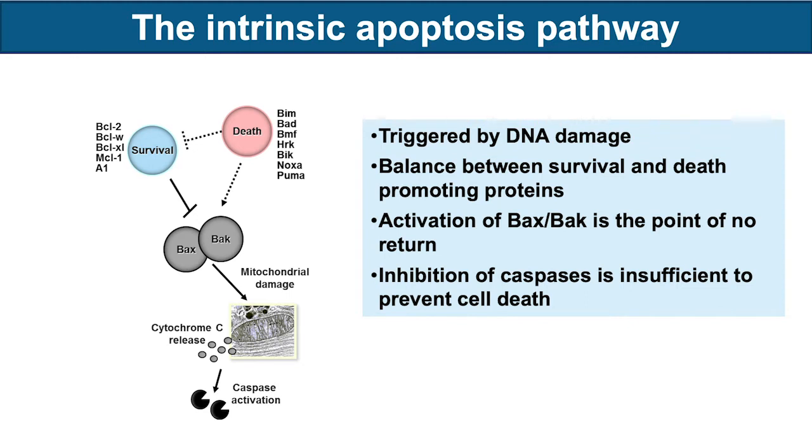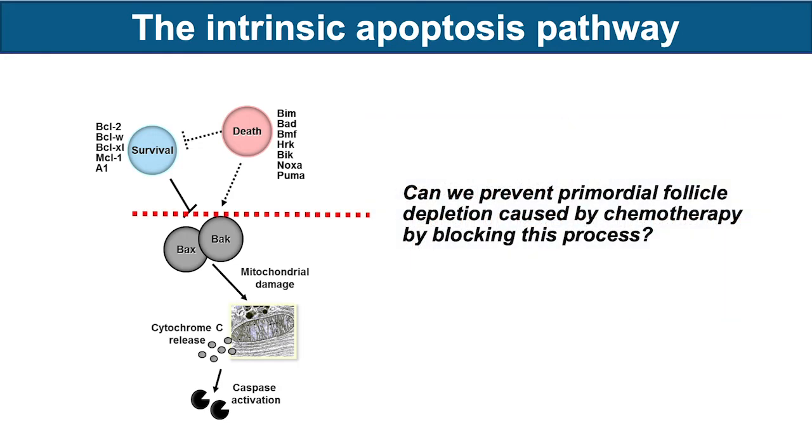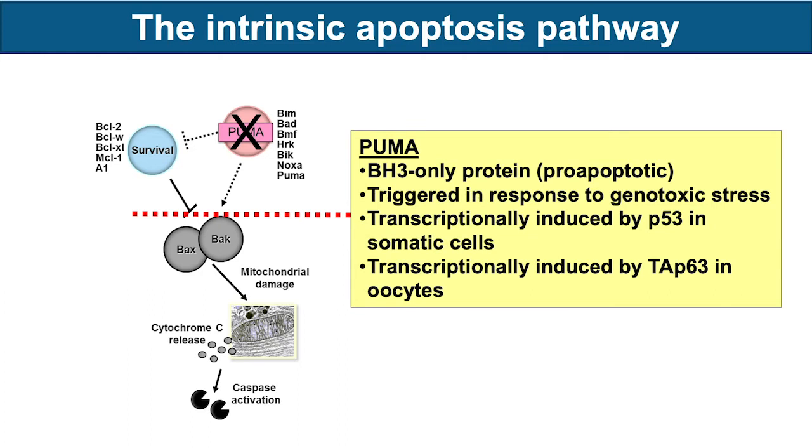And one of the ways that you can do this is by altering the balance between the cell death and the cell survival proteins at the top of this cascade. And so we wondered if we could actually prevent primordial follicle depletion caused by chemotherapy, if we could block this process, if we can block activation of BAX and BAK. And we focused in on a pro-death or pro-apoptotic protein called Puma. And we did this because Puma is a BH3-only pro-apoptotic protein at the top of this cascade. It's known to be triggered in response to genotoxic stress.